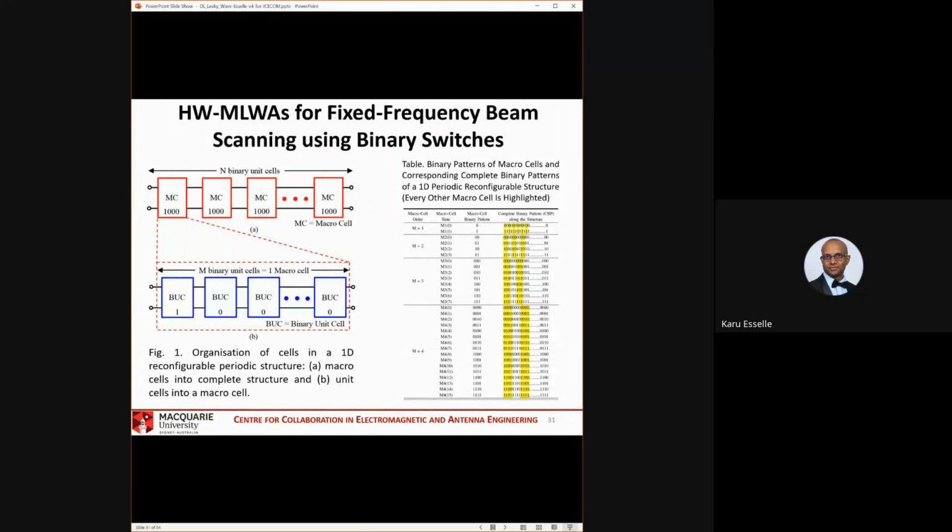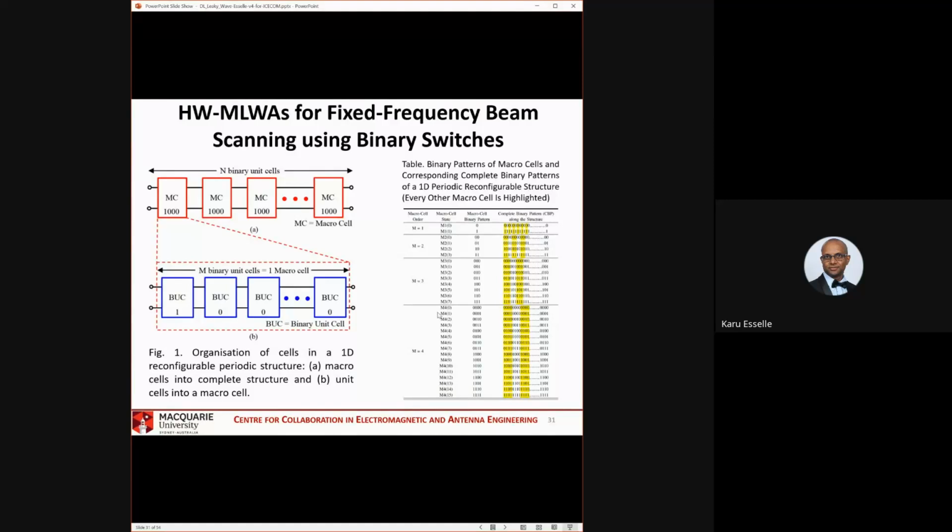And we assume that this is periodic. So the next one is also 1, 0, 0, 0, and so on. Now it becomes a periodic structure, so we can analyze it as a periodic structure. Binary patterns of macro cells correspond to complete binary patterns of a 1D periodic reconfigurable structure. M equals 4 means there are 4 binary unit cells in one macro cell, so we denote it by M4.